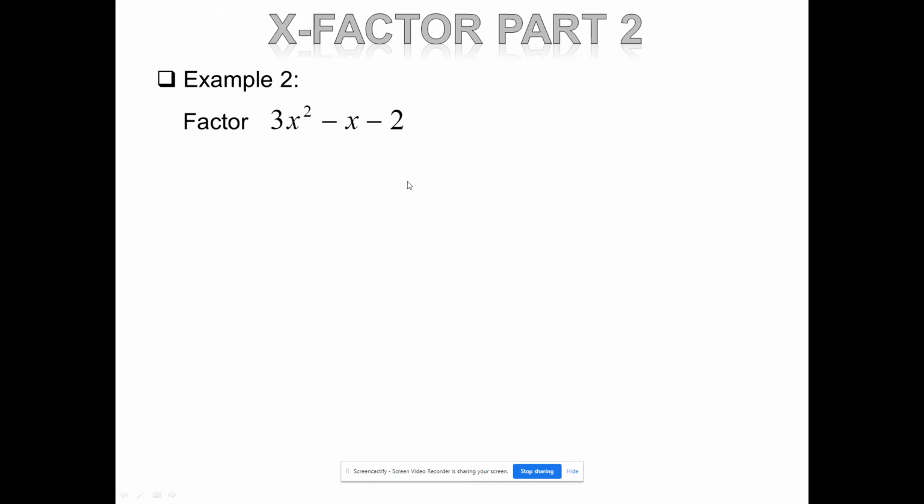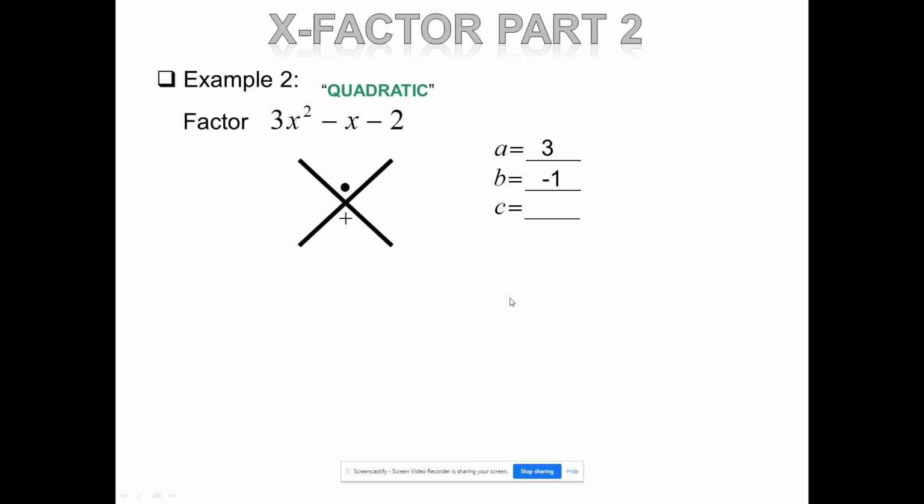So let's look at another example. Again, we have a quadratic. So what are we going to do? We're going to x factor. A times c is on top and b is on the bottom. So these are my values. Remember there's a hidden 1 right there, but there's a negative in front, so it's a negative 1. A times c is 3 times negative 2, and that gives us negative 6.